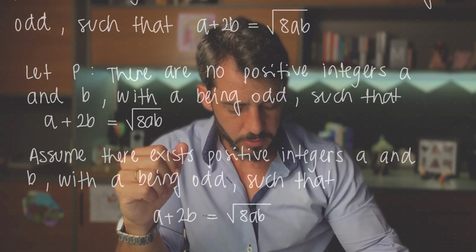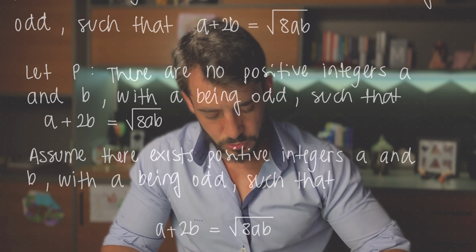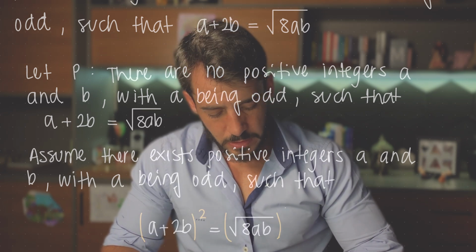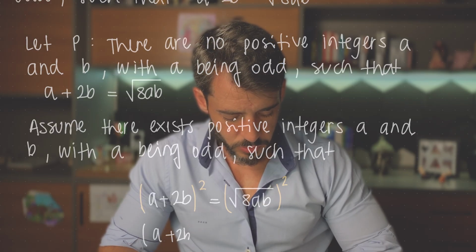Given that we're talking about positive integers and we're assuming that this equation is true, we are going to square the left-hand side and the right-hand side, which gives us (a plus 2b) squared equal to 8ab. Now, when we get to this point, we can analyze the number parity for a and b. Well, actually only for b, because we know that a is odd.